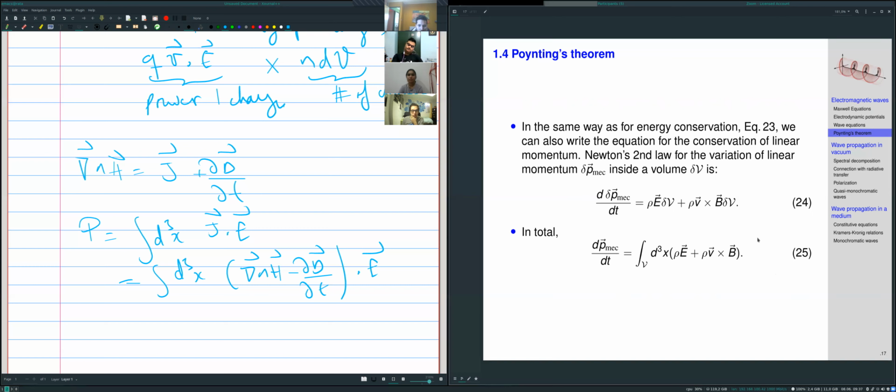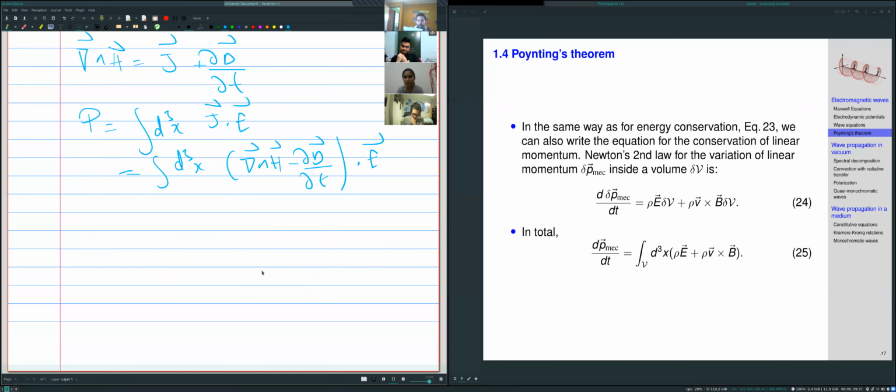So we can also do the same with momentum. Instead of looking at the power exerted inside a volume, we want to look at the acceleration of charges inside a volume. So we use Newton's second law for the variation of the linear momentum. That would be the total momentum of charges inside a volume dV. So this delta P mech would be the mechanical momentum. This is the mass times the velocity of all charges inside a volume dV.